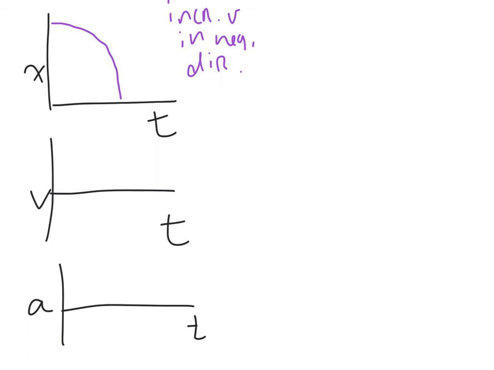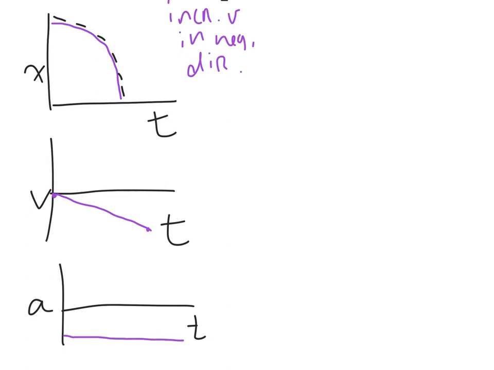So drawing little tangent lines along this slope shows shallow and getting steeper. All of those slopes are negative, which means my velocity is going to start at 0. It's going to get a larger and larger negative number. So my velocity time graph would look like that. The slope of this line is negative and constant. So my acceleration would be negative and constant.